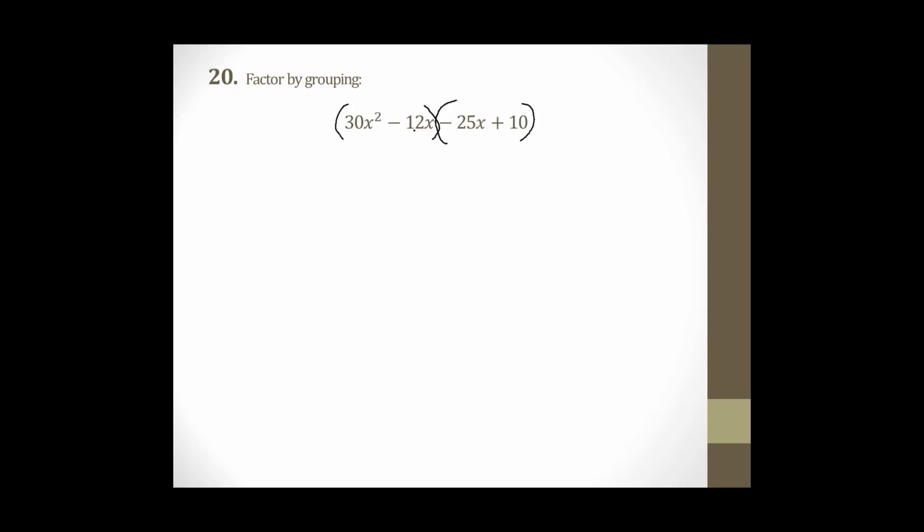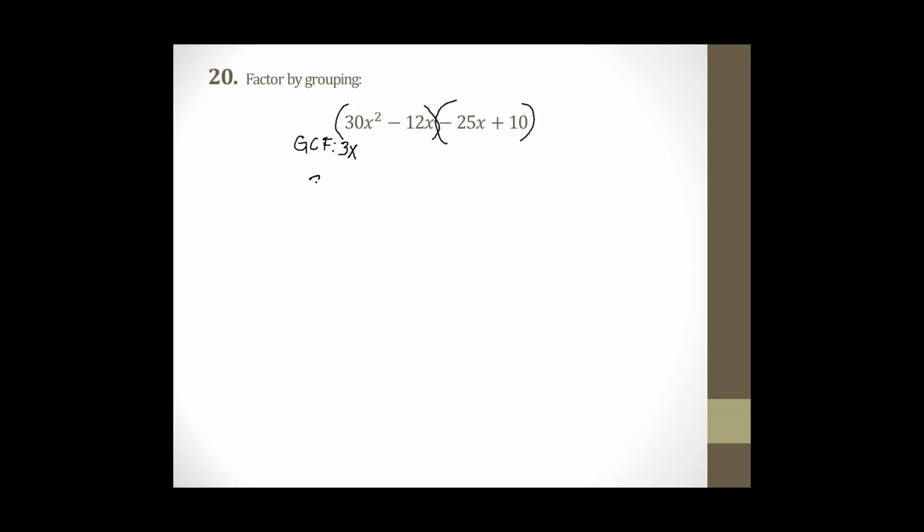So we need a GCF between the first terms, between 30x squared and negative 12x. Can anyone tell me what the GCF for my first binomial is? Three. Good. Very good. Three. And then what about my x's? Do I have a greatest common factor between my x's? How many x's do they have in common? This one has x squared and this one has x, so our total GCF will actually be 3x.